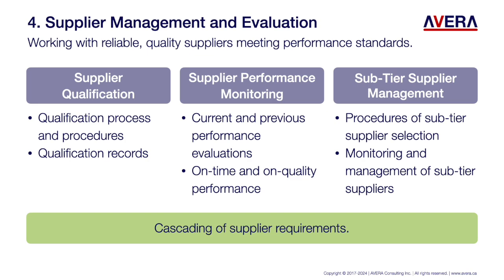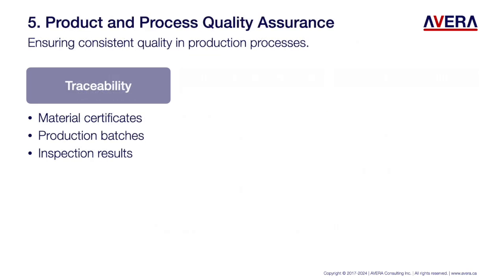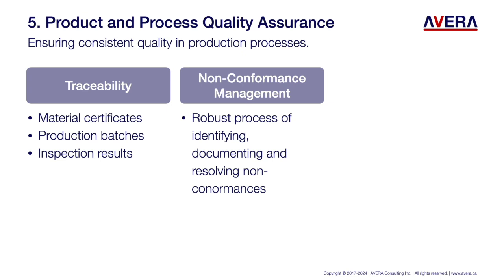Number 5, product and process quality assurance. Ensure that all materials and products can be traced back to their sources. This includes maintaining accurate records of material certificates, production batches, and inspection results. Review your non-conformance management process. You should have a robust system for identifying, documenting, and resolving non-conformances. Auditors will look for evidence of effective corrective and preventive actions.